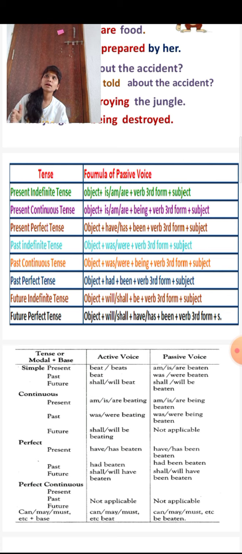So what are those? First we have to interchange the object and subject. So the object of the active sentence becomes the subject of the passive sentence. Then change the verb to its past participle, which means nothing but adding the V3 form.